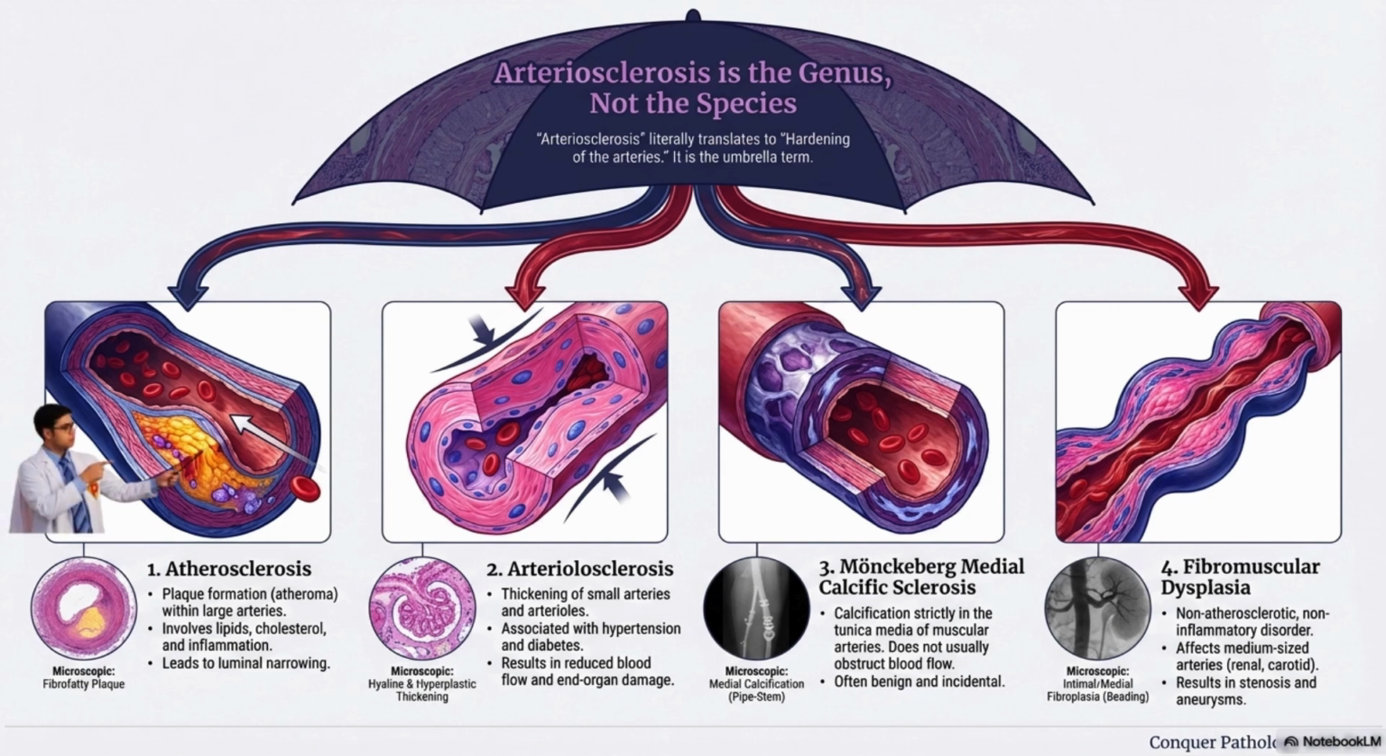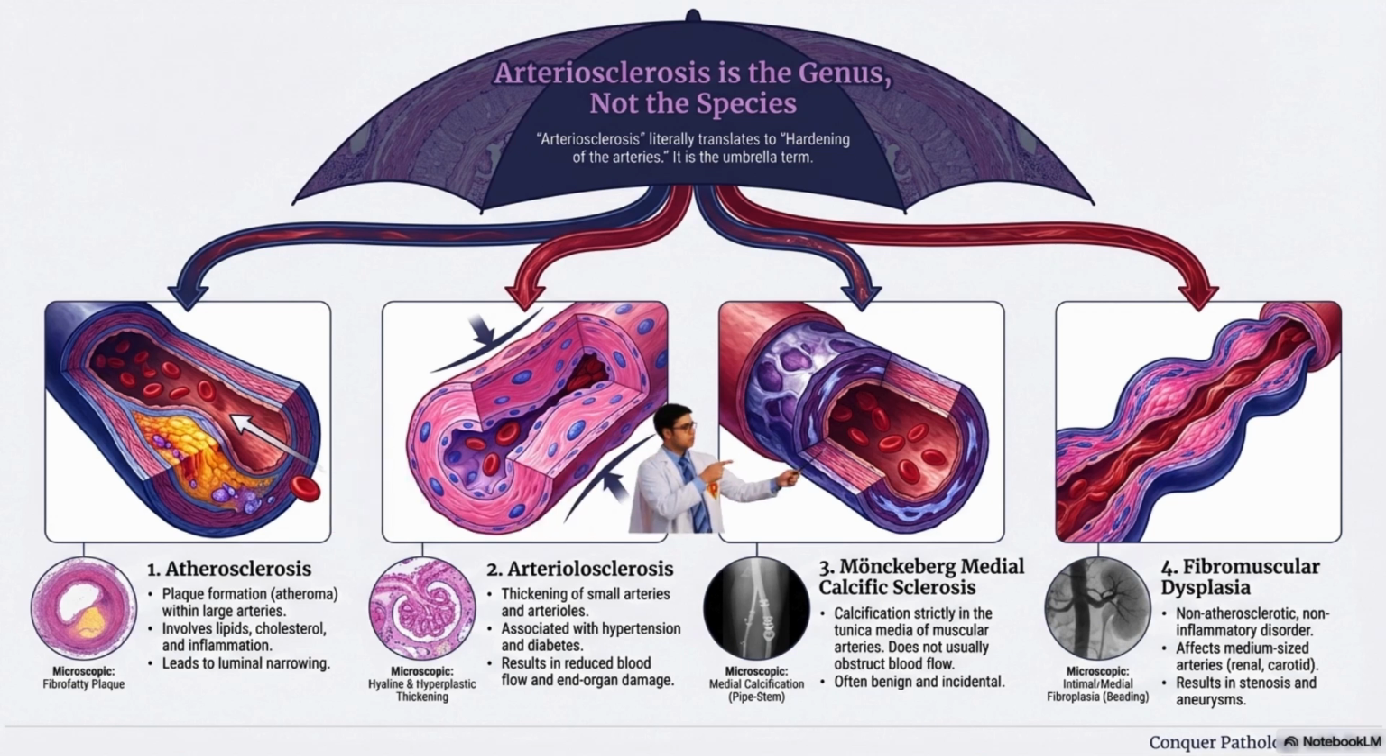First one is atherosclerosis. This involves plaque formation or atheroma within large arteries driven by lipids, cholesterol, and inflammation, ultimately leading to luminal narrowing. Arteriolosclerosis. This is the thickening of small arteries and arterioles, heavily associated with hypertension and diabetes, resulting in reduced blood flow and end organ damage.